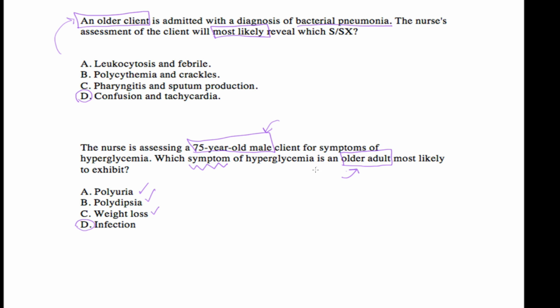So that's just a quick example to pay attention to those things. When it gives you the age group, it's asking you for symptoms, it's asking you to look out for something in the older adult client. Keep in mind that it's probably something that's atypical and specific to that category of client.